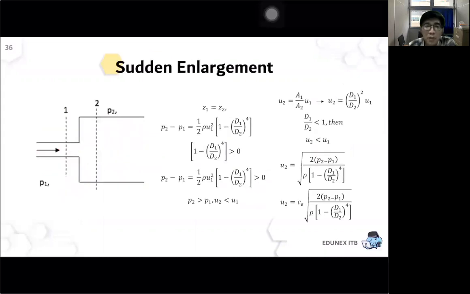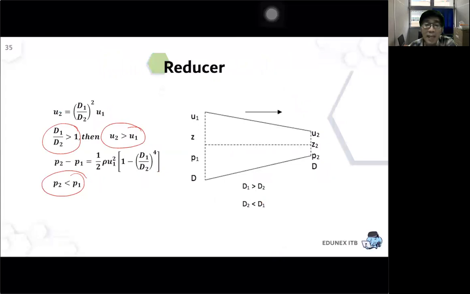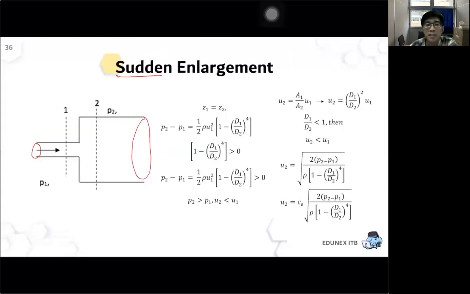And the other type of pipe fitting is called sudden enlargement. Basically, sudden enlargement is similar to a diffuser. So it connects a smaller diameter to a larger diameter of pipe. But the difference is in sudden enlargement, the change in diameter is sudden. For the diffuser, the change in diameter gradually increases, but for the sudden enlargement it is not gradual.